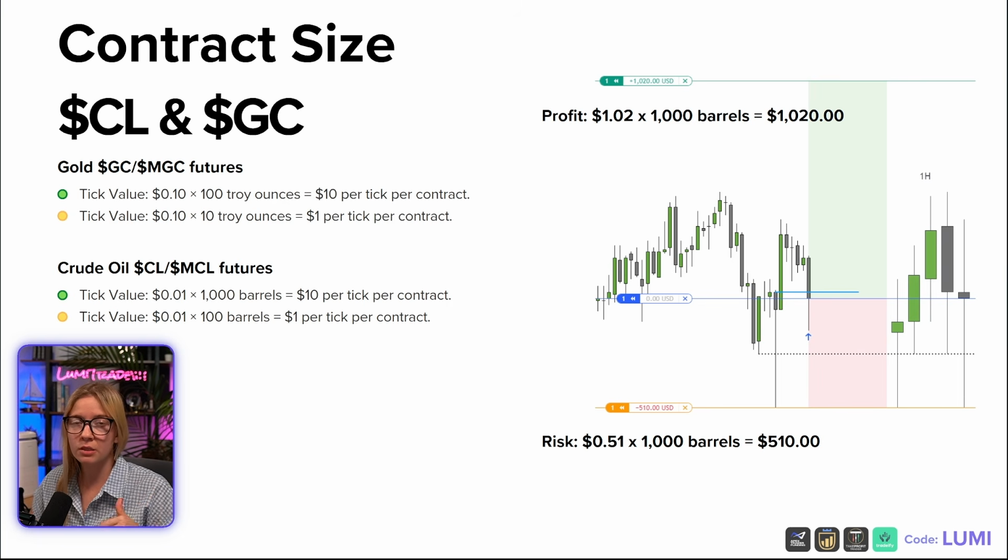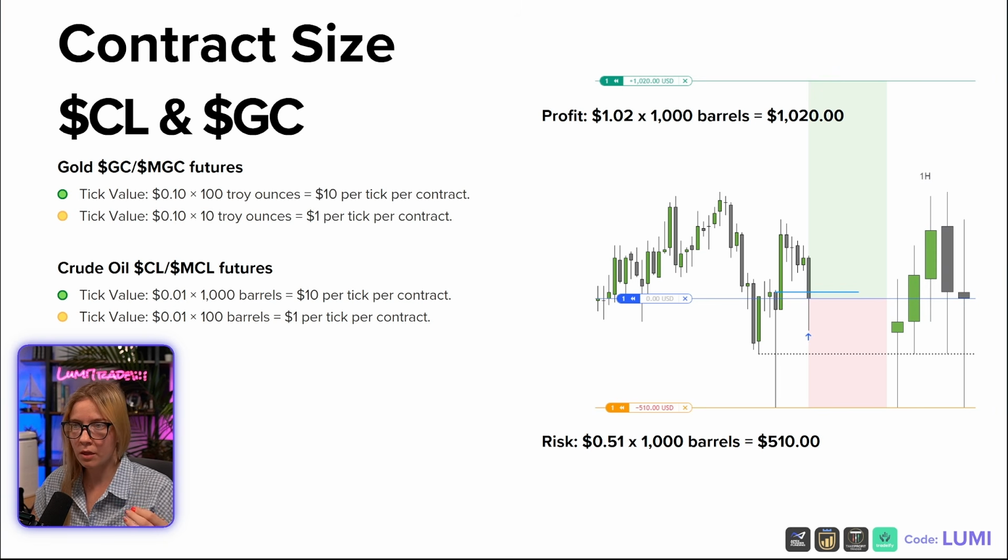Before we continue talking about this model, I would like to stop at this slide to talk about contract size for CL and gold. Okay, gold. We can trade gold or we can trade micro gold futures, tick value. So gold moves every 10 cents. So I will get $10 per tick per contract. For micro gold, it moves also every 10 cents.